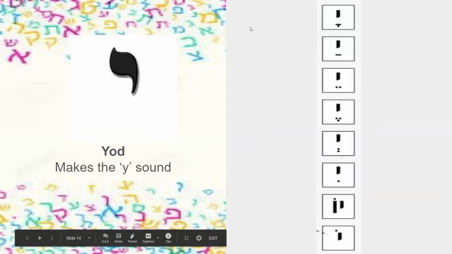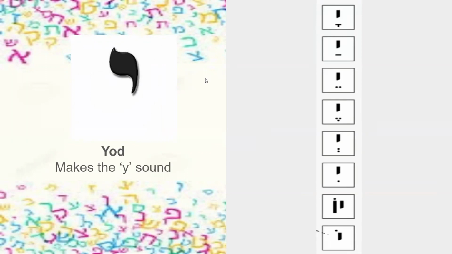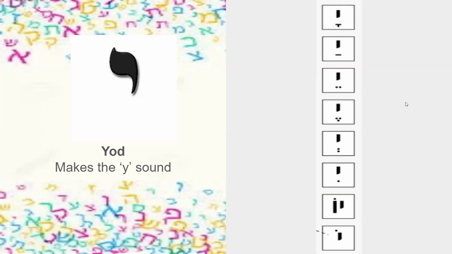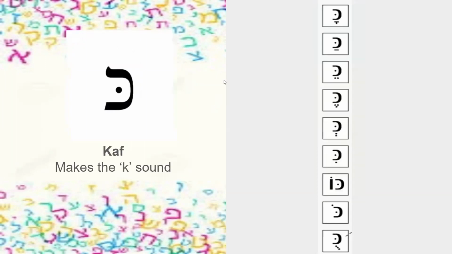Yod. Yod makes the Y sound. Y, like Y. Let's practice with the vowels. Ya, ye, yi, yo. And if you're using the U vowel, yu. Continuing, moving to the next letter.